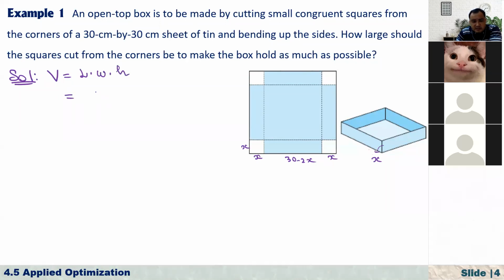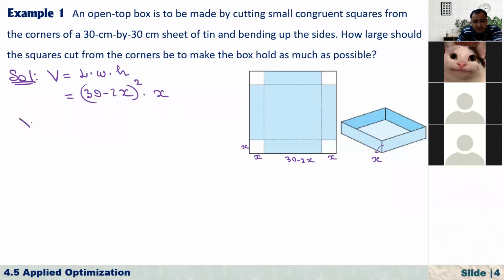And its length is equal to 30 minus 2x. And also its width is 30 minus 2x. That's why I just multiply this by itself, which is squared. And after that, we need to multiply by its height. So its height is x, okay? And if you want, you can expand this and write it in a bit different form.